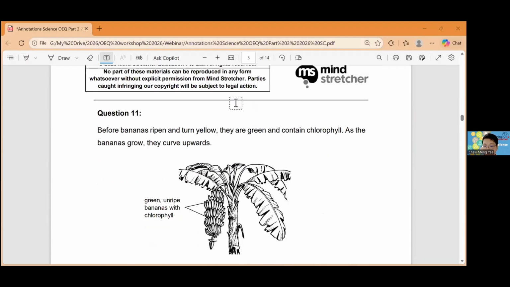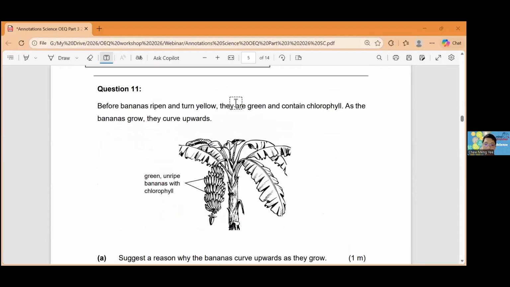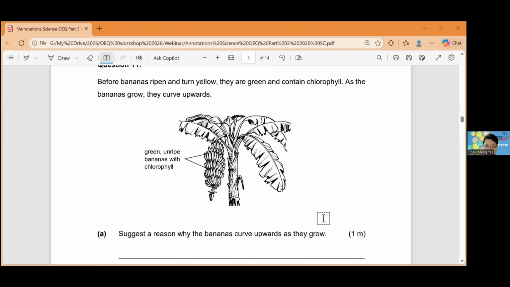Question 11. Okay, what we have here, banana. Now, before bananas are ripe, they are green, right? And eventually they turn yellow. But if they're on the tree, you realize these bananas grow upwards, they curve upwards. So, suggest a reason why they curve upwards as they grow. Actually, some hints are in the question. Of course, you may not exactly know the scientific reason why they are shaped in this way. But since it's a suggest question, they actually give you some hints.